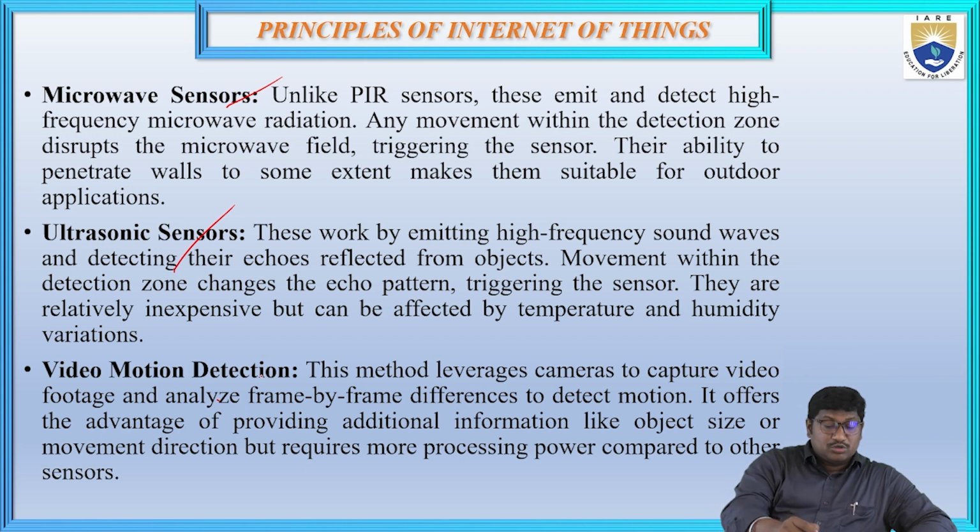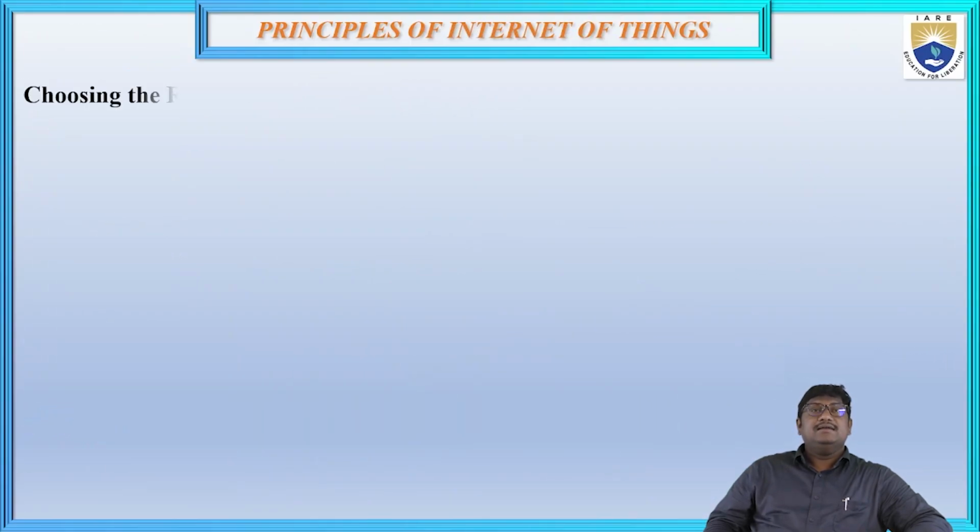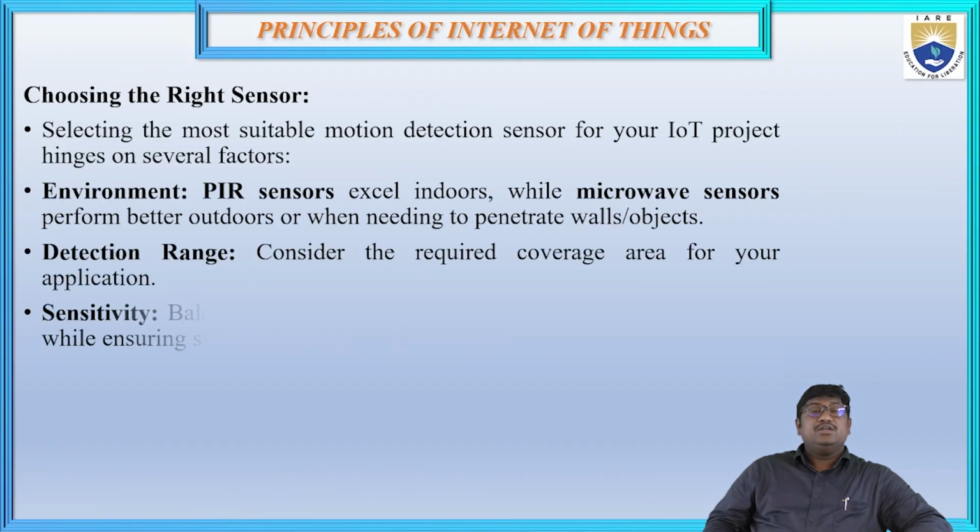And coming to video motion detection, which leverages the footage captured by the camera. The footage is going to be analyzed frame by frame, difference by difference, to detect motion. This can be easily identified and also supports the data at the time of video composition, guys. And compared to the other sensors, these are the different applications which are using this.